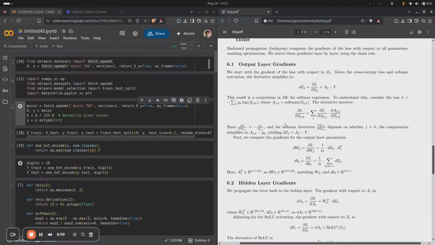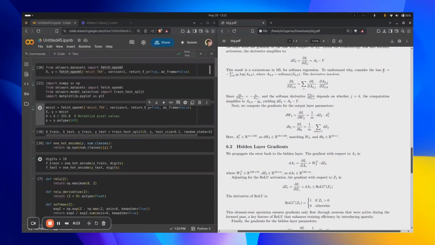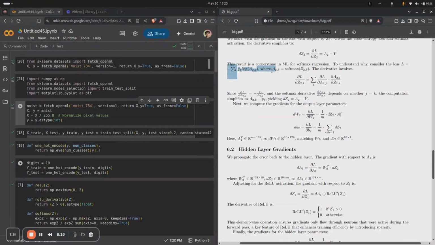The result is a cornerstone in ML for softmax regression. To understand why, consider the loss as shown over here, where A2k is equal to softmax of Z2k. The derivative involves, and then we compute the gradients for the output layer parameters as shown over here. Here, this matches over here.